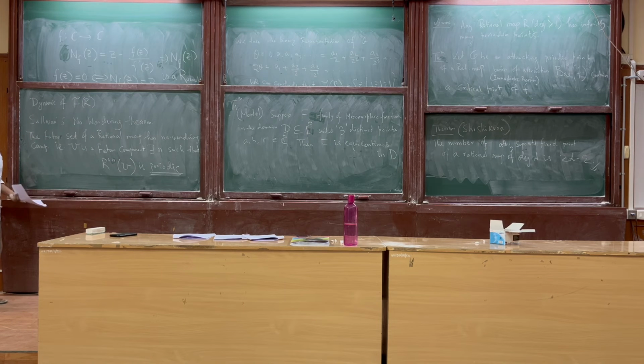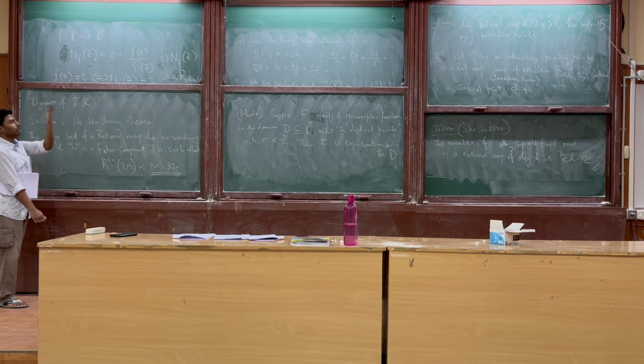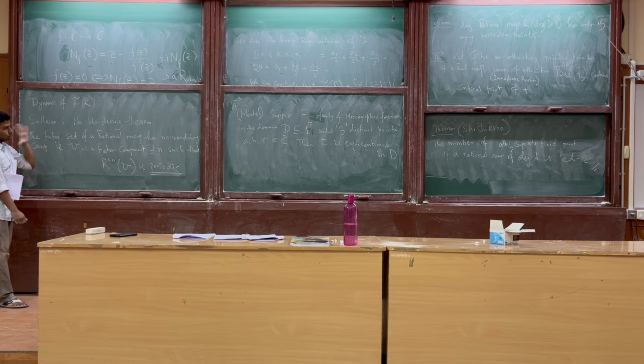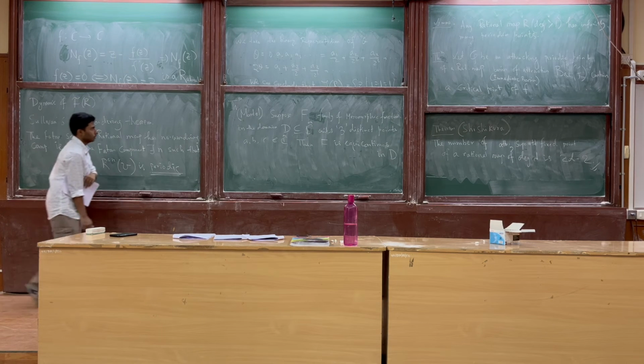So what helps us? Whenever we have U, we have Sullivan's no wandering theorem. It tells us that the Fatou set of a rational map has no wandering component. That is, if U is a Fatou component, there exists an S such that it becomes periodic. So it is enough to study what happens in this period. Then we will study the total iteration. We don't have to go on extending to infinity. We just study finitely many sets, and it will be enough to know the dynamics on that.